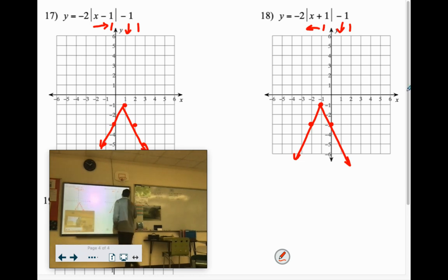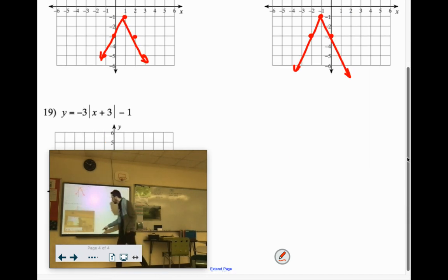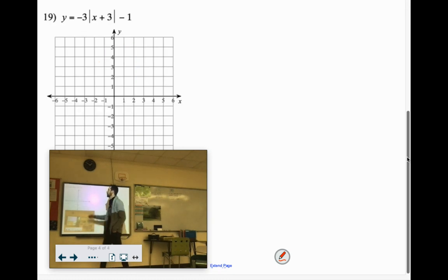Aw, I wanted to graph more absolute value functions. Plus 3 would be left 3. Minus 1 would be down 1. Left 3, down 1. Our slopish thing is negative 3, so we shall go down 3 over 1 in both directions.